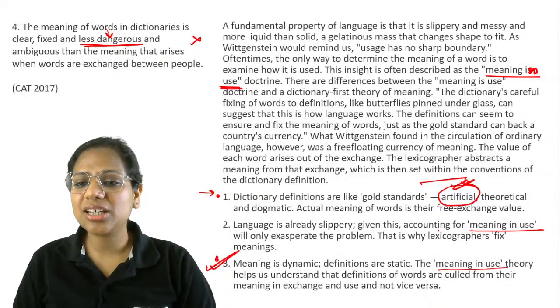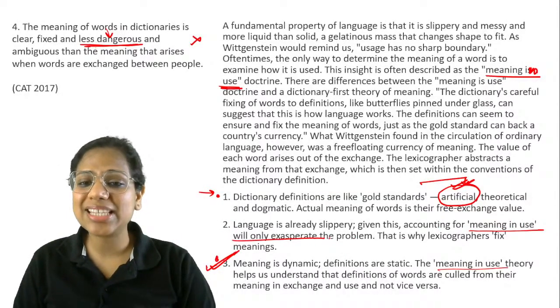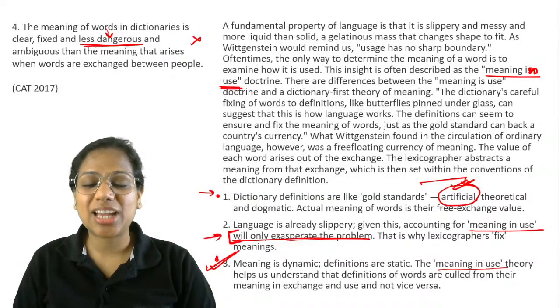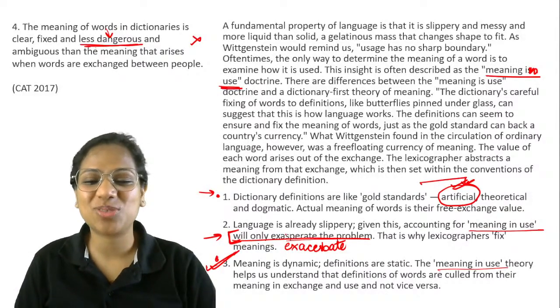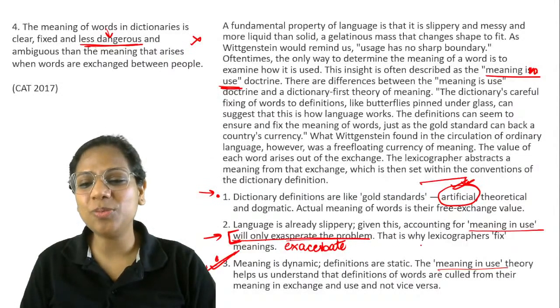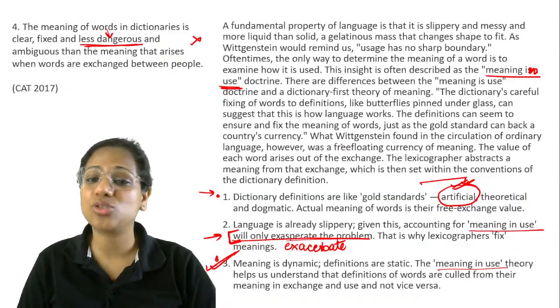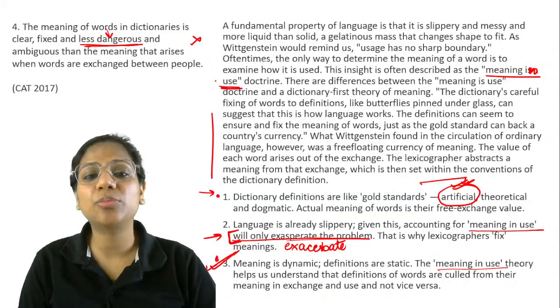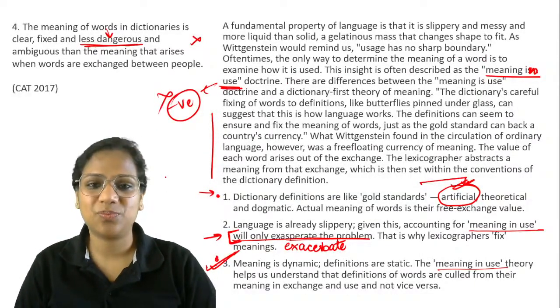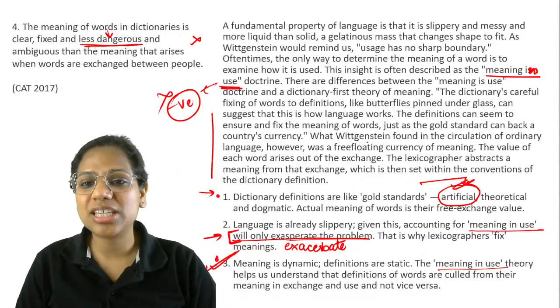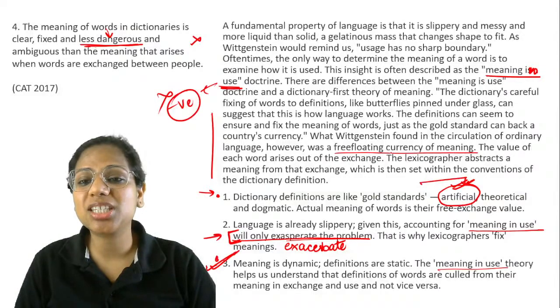Because this says that accounting for meaning and use will only exasperate the problem. No. Okay, actually it should be exacerbate, but fine, they have made errors in this question. Will only exacerbate the problem. That is why lexicographers fix meanings. No, the author has not looked at meaning in use in a negative light. The author has not been negative about it. In fact, the author says that what he found was a free floating currency of meaning.